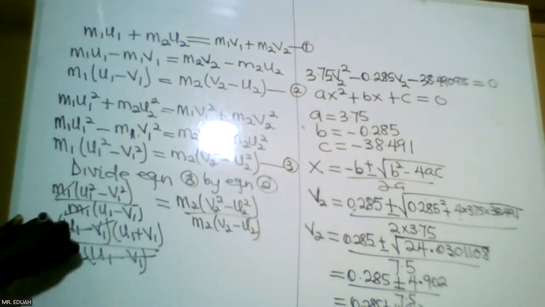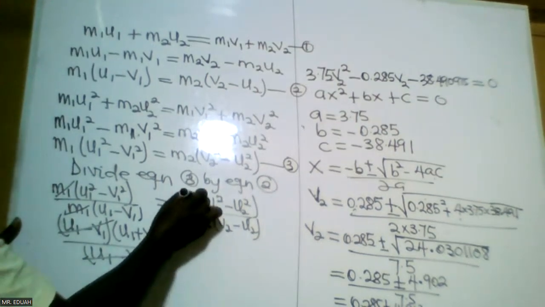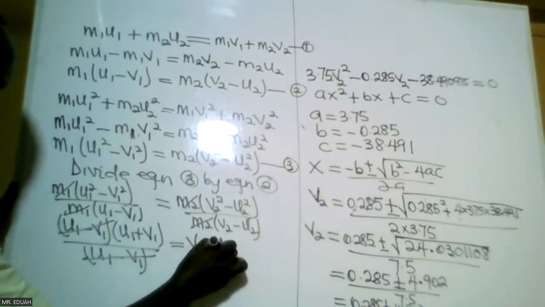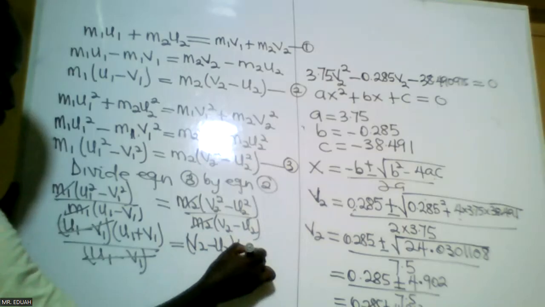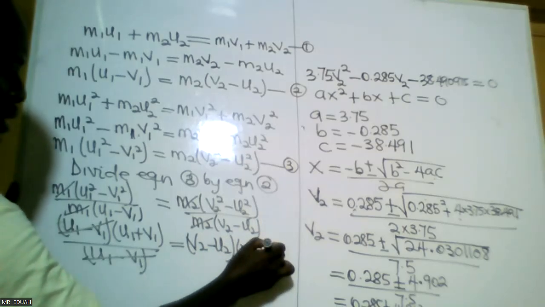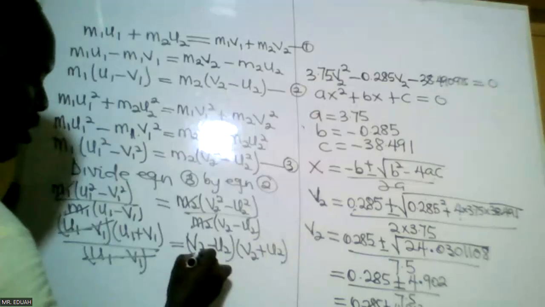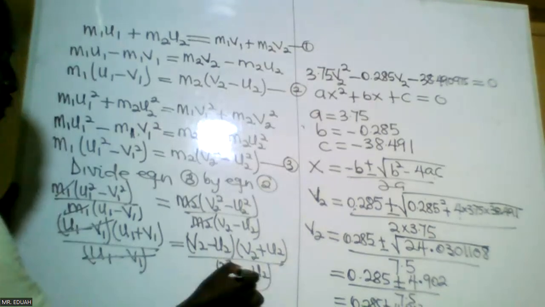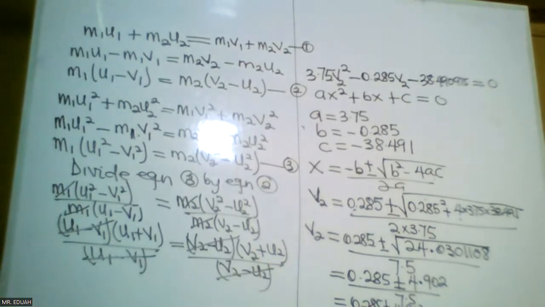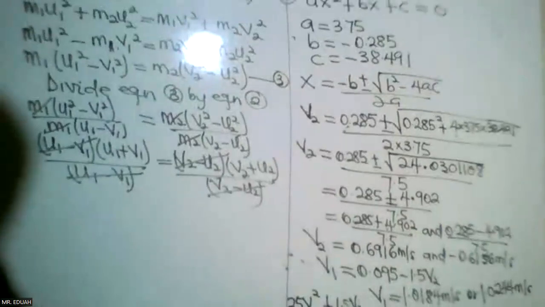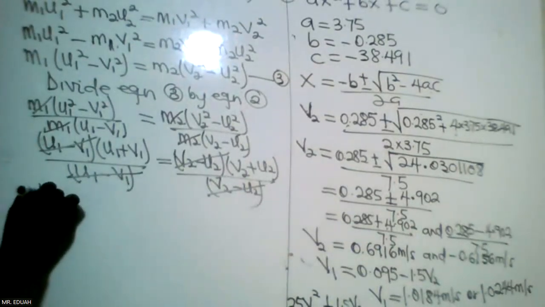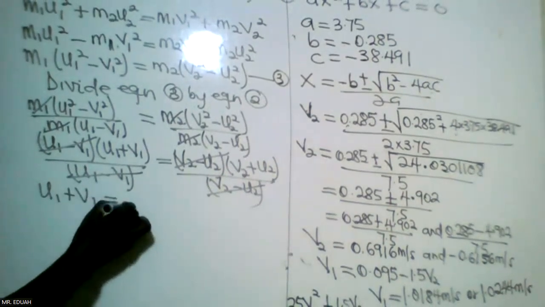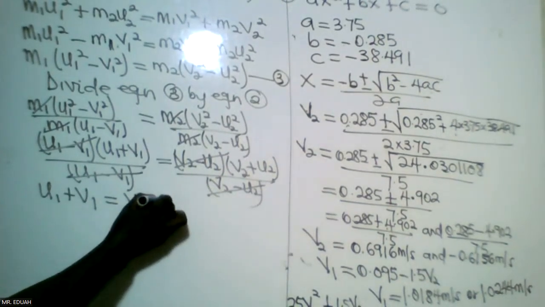So this and this will cancel. The right-hand side, the same thing: V2 minus U2 times V2 plus U2, all divided by... So we have this and this also canceling out. In effect, this is what you have: U1 plus V1 is equal to V2 plus U2.